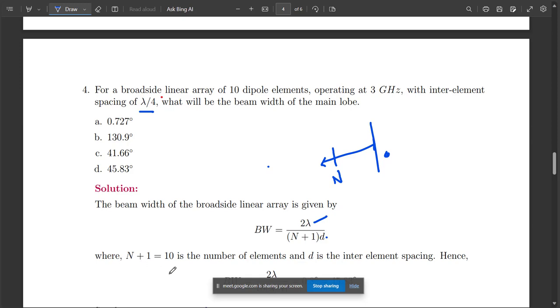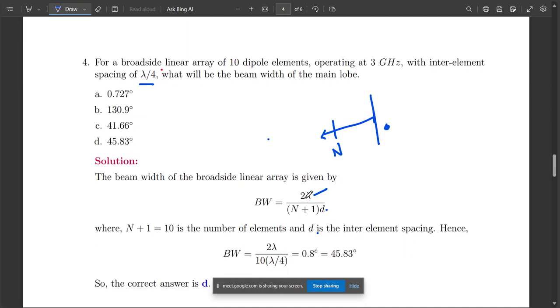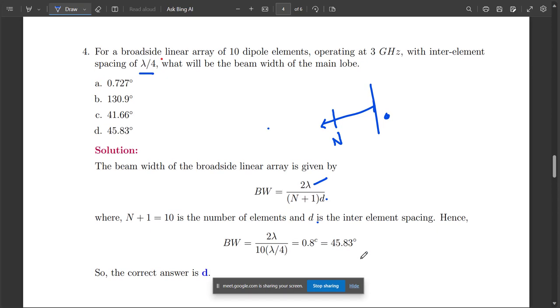Anyways, here n plus 1 is equal to 10, the number of elements, and d is the inter-element spacing. Hence, beam width will be 2 lambda upon 10 d, that is lambda by 4. So how much does it become? It becomes 0.8 radians. In terms of degrees, it becomes 45.83 degrees. Any doubt here? Anyone? Next option is D. Any doubt, anyone?